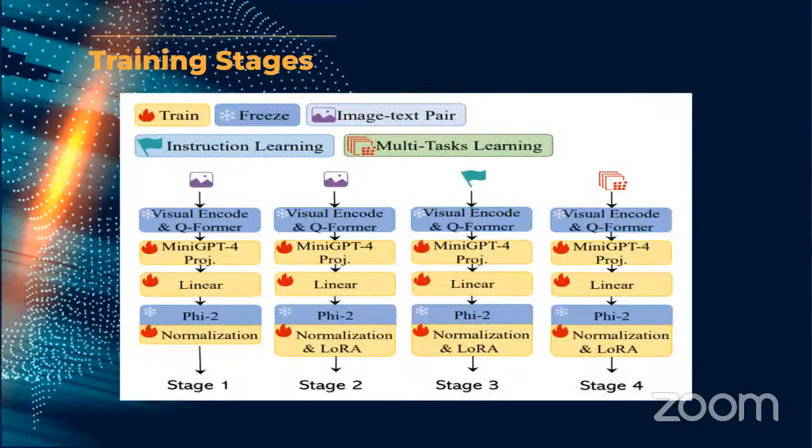Next, we'll go through the training process. TinyGPT-V has 4 training stages. The vision transformer, the Q-former, and phi2 are kept frozen, while the projection and normalization layers are trained during the entire training process. The first stage is the warm-up stage. In this stage, the model is taught vision language understanding using an image text pair dataset. This process involves 20,000 training steps covering about 5 million image text pairs.